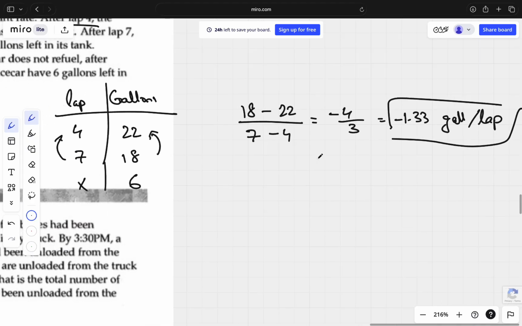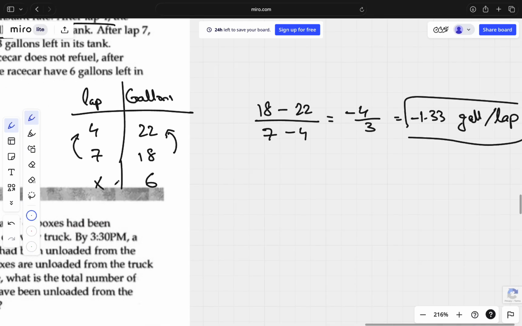And then the question is, on which lap will we have 6 gallons left? Now let's say at the moment we're on lap 7 and we have 18 gallons left. So right now we have 18 gallons. It's decreasing by 4 over 3 for every lap. So we have 18 right now. It's going to decrease by 4 over 3 for every lap, right? So this is going to give us the number of gallons that are left. Now we need this to be equal to 6. So we have 18 gallons right now. We're using 4 over 3 gallons for every lap until we have 6 gallons left.